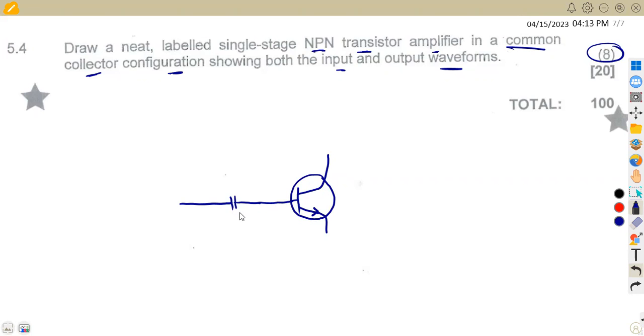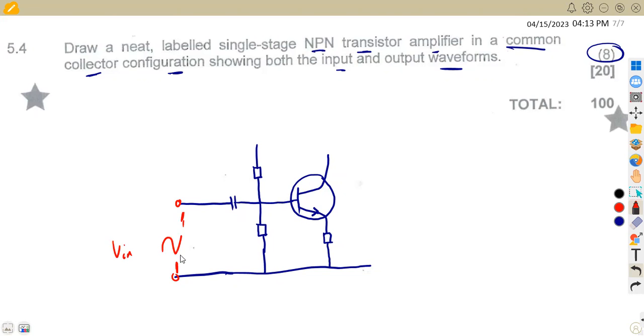So we've got a capacitor here, then our resistors, the voltage divider, the ones that are going to divide the voltage here. This is going to be separate from the input. So you can have a resistor to the base like this. Here we are going to have our input. This is the input, which is a sine wave. So that's your V in, which is a sine wave.